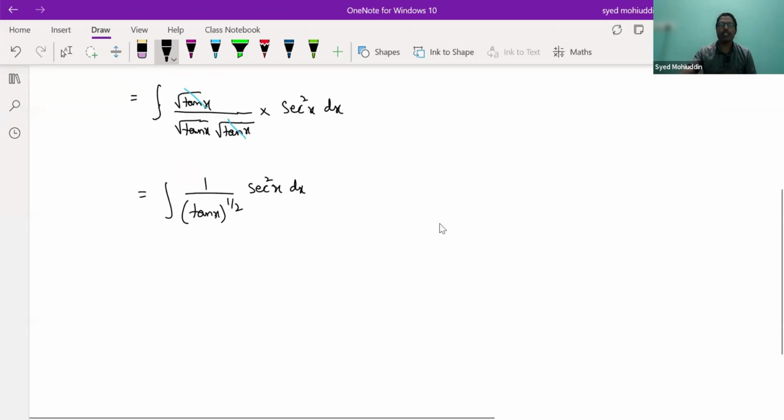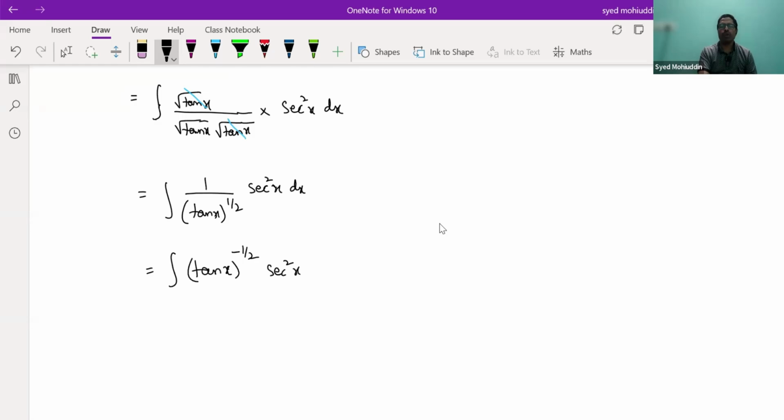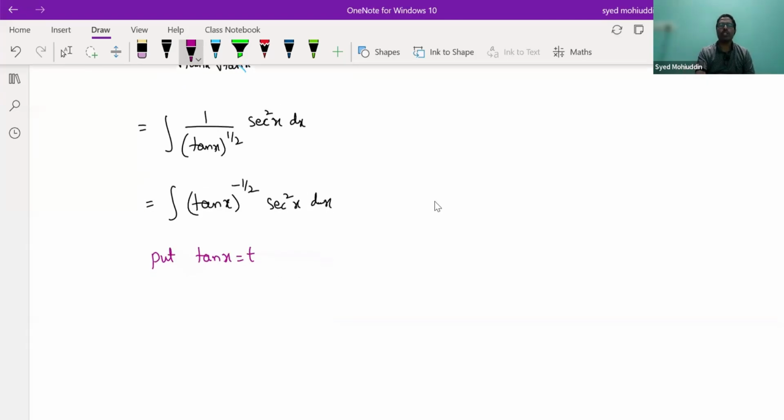But because tan is in the denominator, if I take that to the numerator, the positive power will become a negative power. Plus half, when it comes to the numerator, becomes minus half, into the secant square of x into dx. Now let us see, can we put this value tan of x to be t? Tan of x will be equal to t. Now if I differentiate, I have to get back this secant square. We know differentiation of tan is secant square. Therefore, secant square of x into dx will be equal to dt.